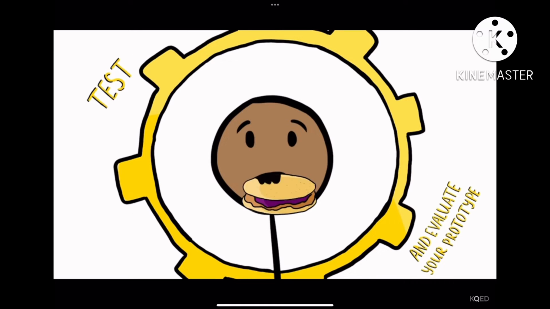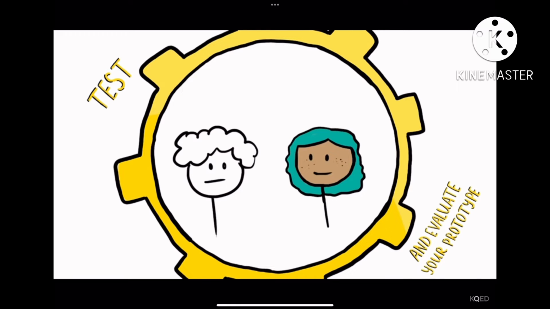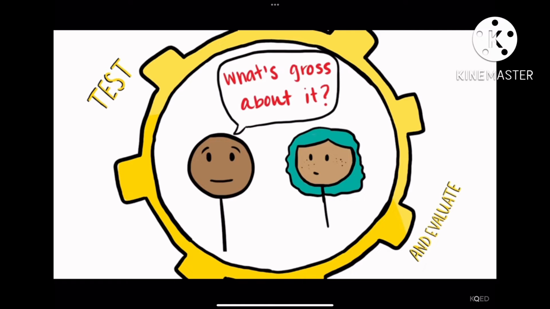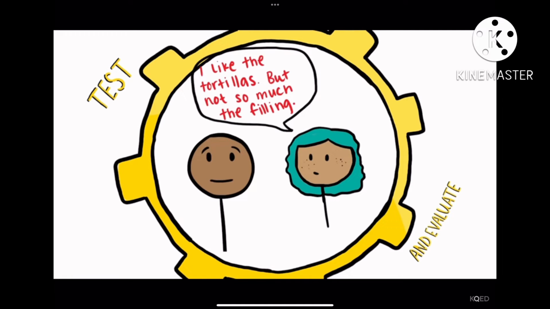You test it out and take a bite. It's gross. But you want to make sure it's not just you, so you get others to test it out, like your roommates or family. Everyone agrees. It's gross. You ask questions and determine what's gross about it. In this case, your testers like the tortillas, but not so much the PB&J.